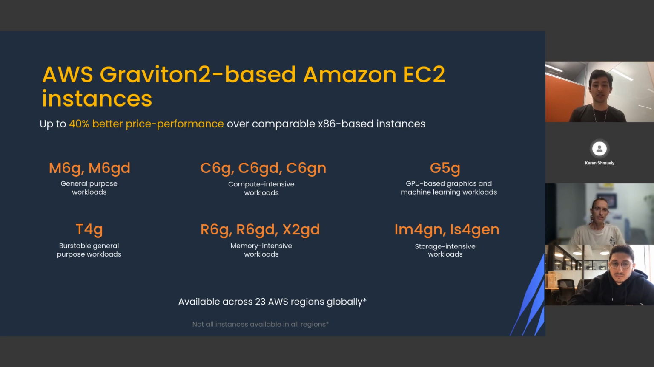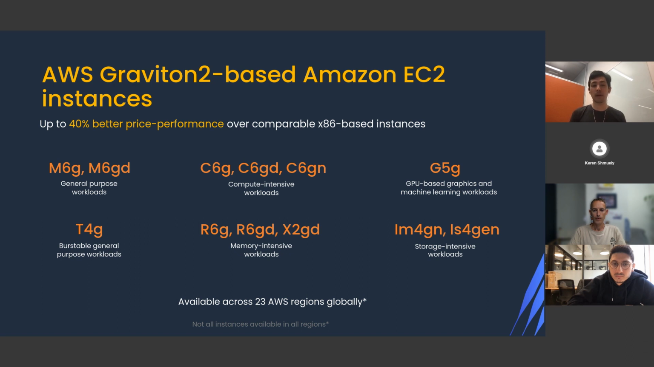And as of recent, we've come out with the IM4GN and the IS4GEN for storage-intensive workloads such as self-hosted databases. And we've also released the G5G for graphics-based workloads like Android game development and machine learning inference workloads. And as of last November, we started preview access to the next generation of Graviton-based processors, Graviton 3 and the C7G. And these Graviton instances here provide the best price performance in Amazon EC2 for a variety of different workloads.